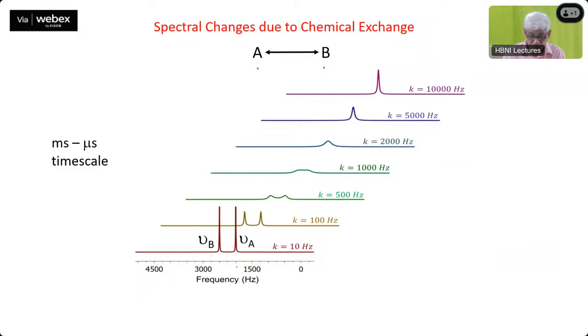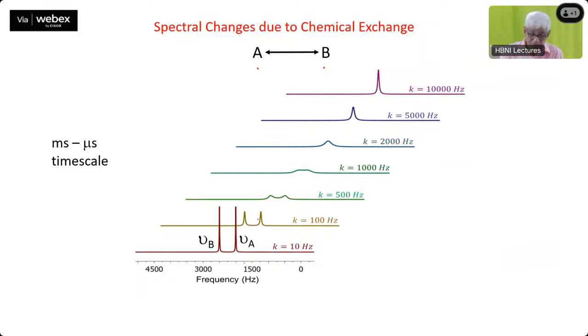So each one is approximately, is it 500? 250? 250, I think. Approximately something like that. Yeah. So the separation between them is about 250 hertz maybe. 250 or 500. Nu A minus nu B is 500 hertz. 500 I think. Yeah, about 500 hertz. And if the exchange rate between them is 10 hertz, you see the two lines are very sharp. Okay. Now the exchange rate between them is 100 hertz. Then you see them start broadening.